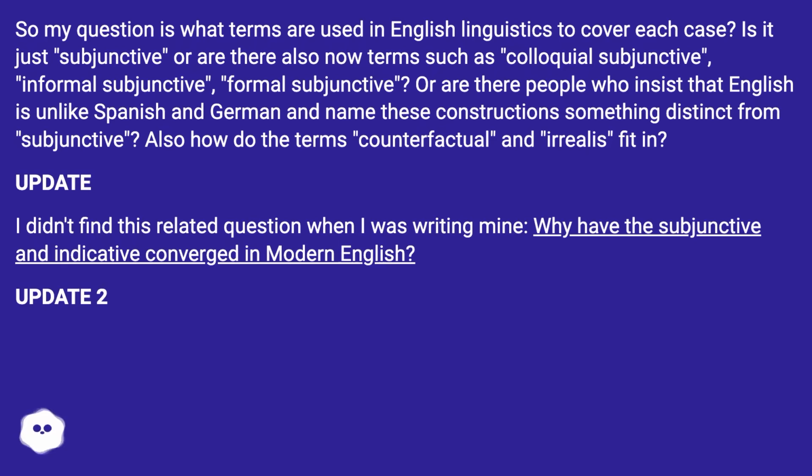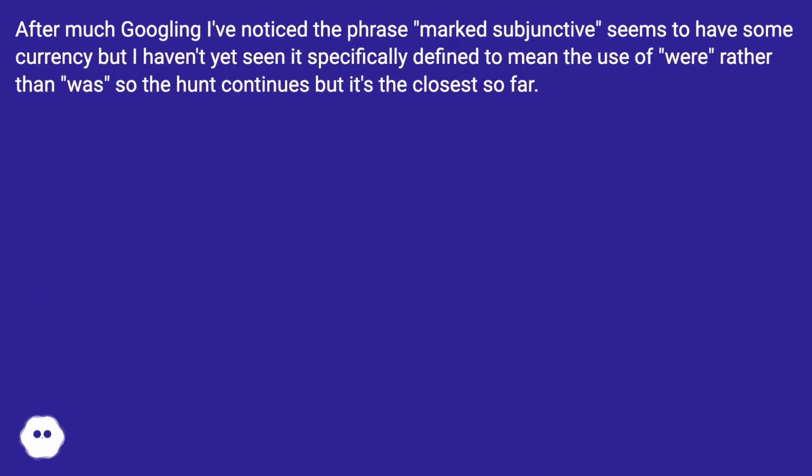Update: I didn't find this related question when I was writing mine: Why have the subjunctive and indicative converged in modern English? Update 2: After much Googling, I've noticed the phrase "marked subjunctive" seems to have some currency, but I haven't yet seen it specifically defined to mean the use of "were" rather than "was," so the hunt continues, but it's the closest so far.